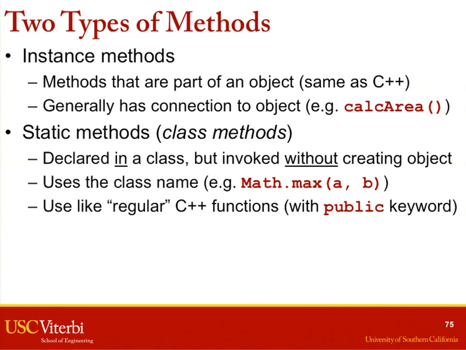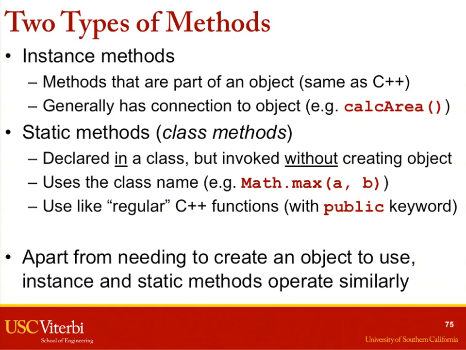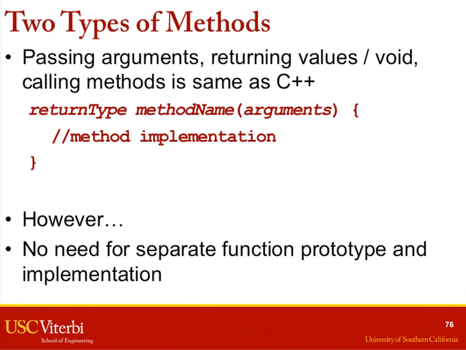They're more like regular C++ functions. So they're kind of taking the place of functions. But you always have to make sure you have your class name here, right? Because everything in Java is in a class. So everything has to be there. Okay? So they operate similarly, but for the instance method, you have to create an instance of the object to call that method, whereas a static method, you call it on the class.